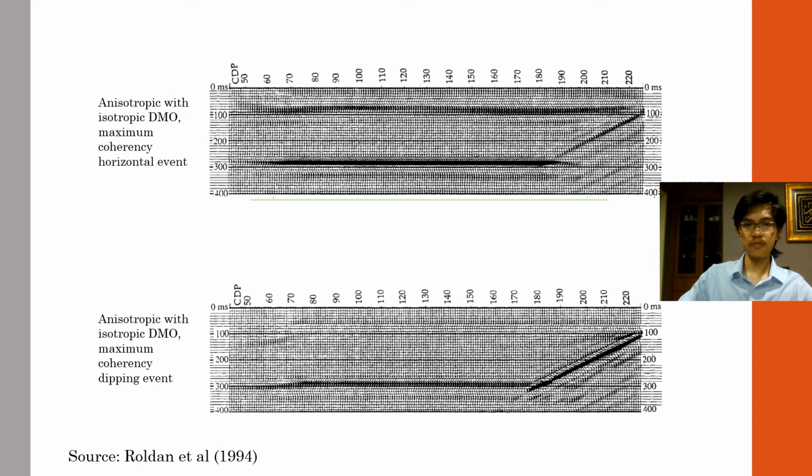In the above diagram, for the anisotropic layer with isotropic DMO, this will produce maximum coherency in the horizontal event only. But when he changed the stacking velocity in the picture below, the anisotropic layer with isotropic DMO shows maximum coherency in the dipping event. This shows that with isotropic DMO, we could not get a clear view of the subsurface geology and it produces bad geological data.